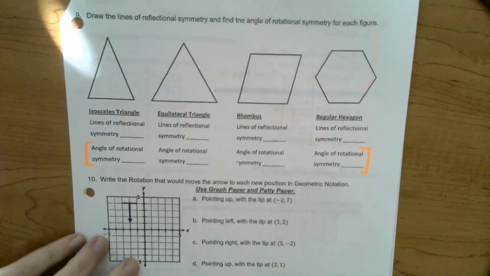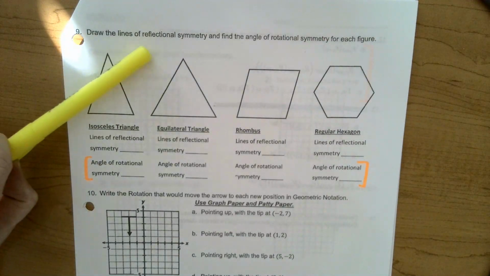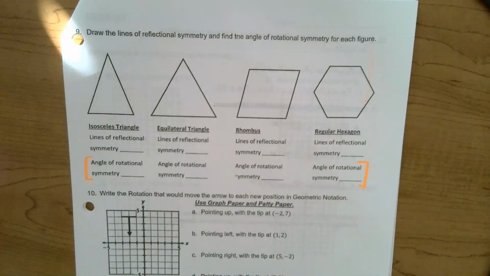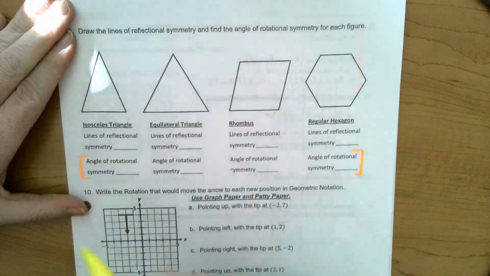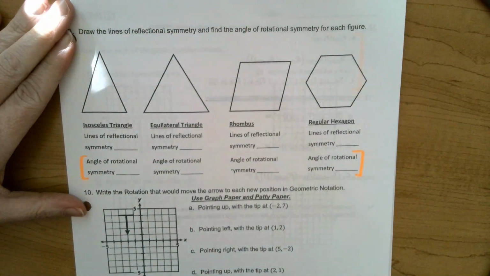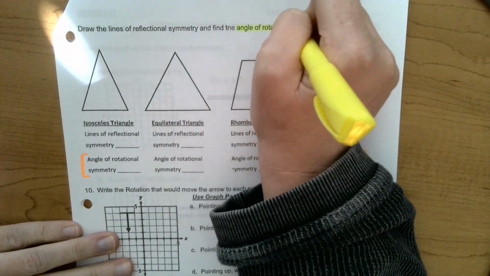Okay. So lines of reflectional symmetry and angle of rotational symmetry. So we talked about reflectional symmetry. We talked about rotational symmetry. I know you can find the lines of symmetry. That is where we draw through and see how many times you can flip over that line. But we did not talk about the angle of rotational symmetry.